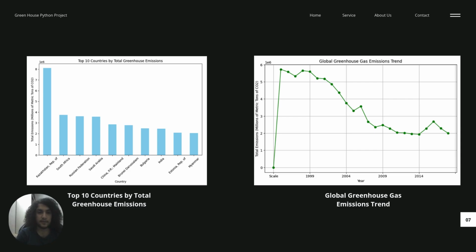So as we can see in these graphs, the first chart shows the top 10 countries by total greenhouse emissions, highlighting the major contributors. And the second chart displays the trend of global greenhouse gas emissions over the years. We can see the peak around the mid 2000s, followed by a general decline, which could indicate the impact of global efforts to reduce emissions. These graphs are critical for communicating the scale and impact of greenhouse gases across different regions and years.